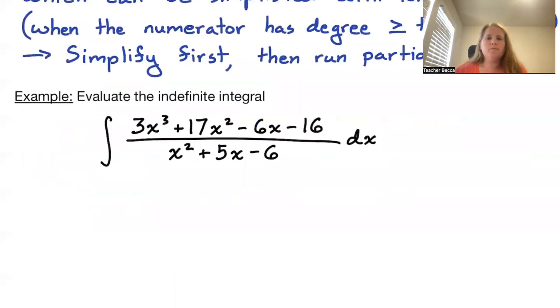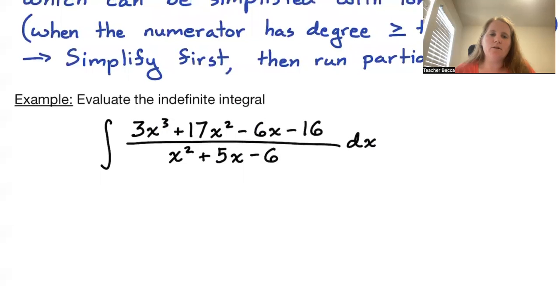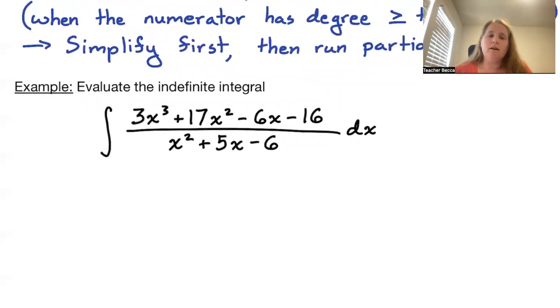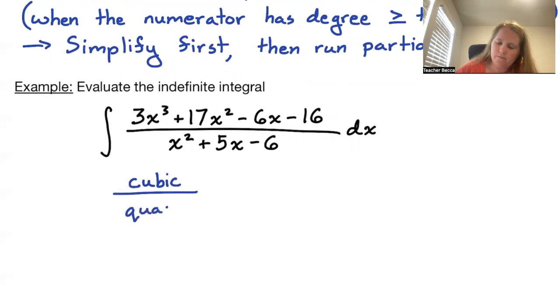So, for example, if we wish to evaluate the indefinite integral of 3x cubed plus 17x squared minus 6x minus 16, all in our numerator, all divided by x squared plus 5x minus 6, times dx, we have a cubic over a quadratic. So the first thing we should do is simplify.